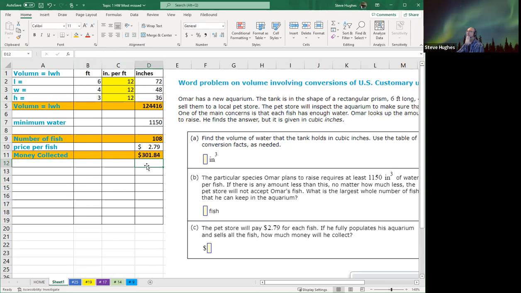Now, just note here, a cool thing. What do I mean? Well, I could come back here and change my numbers. I could say this was 7, and notice everything updates automatically. I could say this is 4.5 feet wide. Everything updates automatically.